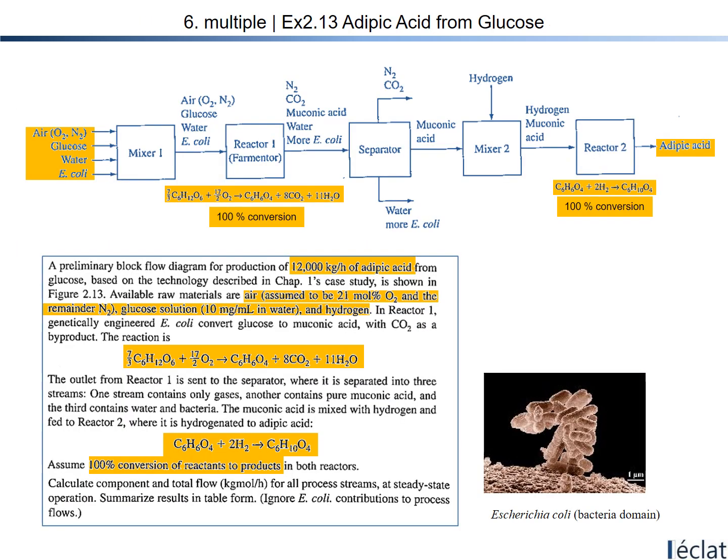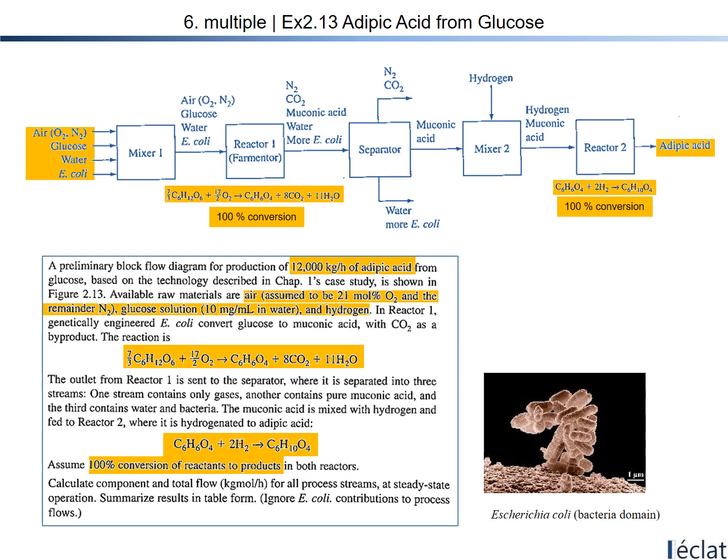Okay, then let's go to the second example for the multiple units for calculation. Actually, in the previous example, we had 3 different units, but we took the whole entire process as a single system. So in that case, we didn't have any information about the variables between the units. In this example, we'll calculate all of them.